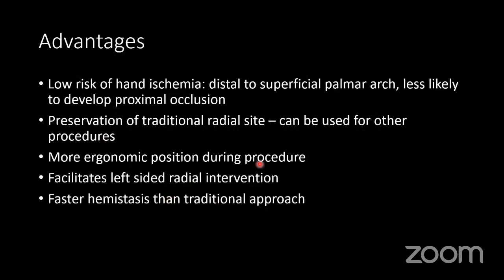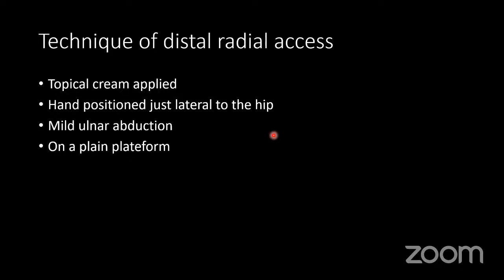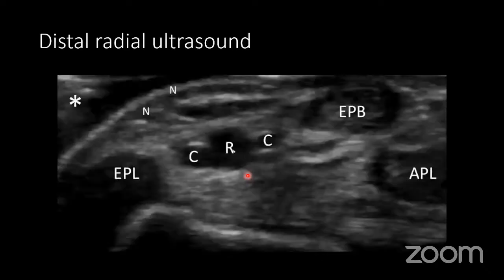do an ultrasound. What are the advantages? I have already mentioned, it is more ergonomic and has fewer complications, especially access site complications. The technique I have covered: the same topical cream, then the hand positioned lateral to the hip, then mild ulnar abduction, and you have to keep it on a plain platform. Ultrasound is strongly recommended when compared to proximal. The distal radial access, always use ultrasound.